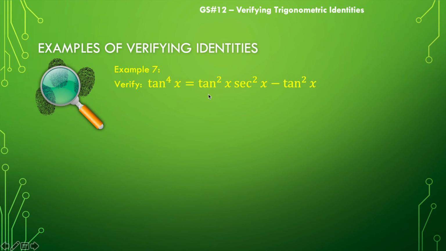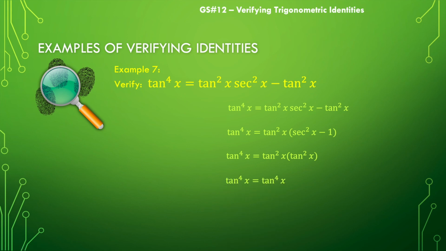Okay, notice that if I look at this piece separately from this piece, I could factor a tangent squared of x out of both pieces. I can treat that as a GCF. Okay, and when I do that, it doesn't look so bad all of a sudden. Tangent squared of x times secant squared of x minus 1. Oh, but secant squared of x minus 1, that's the same as tangent squared of x. And now tangent squared of x times tangent squared of x, that's tangent to the fourth of x. And we have nailed it. Great work, mathletes.